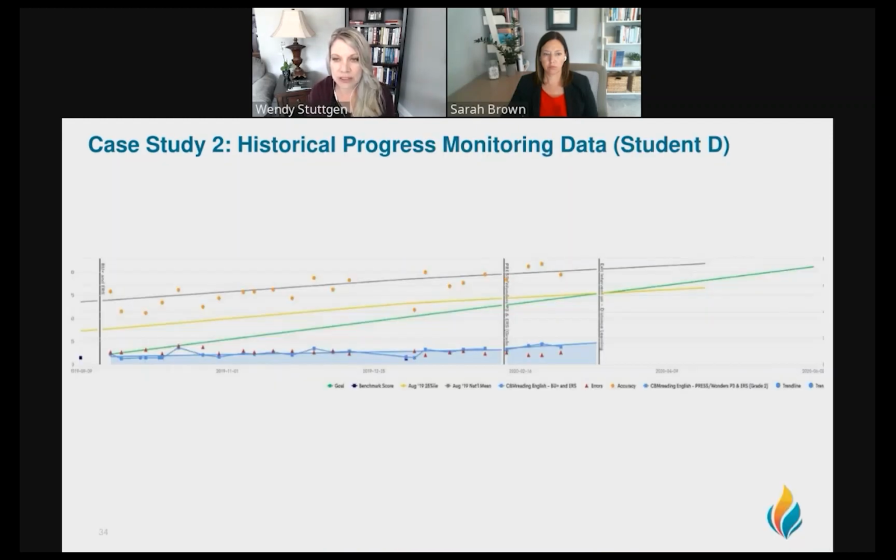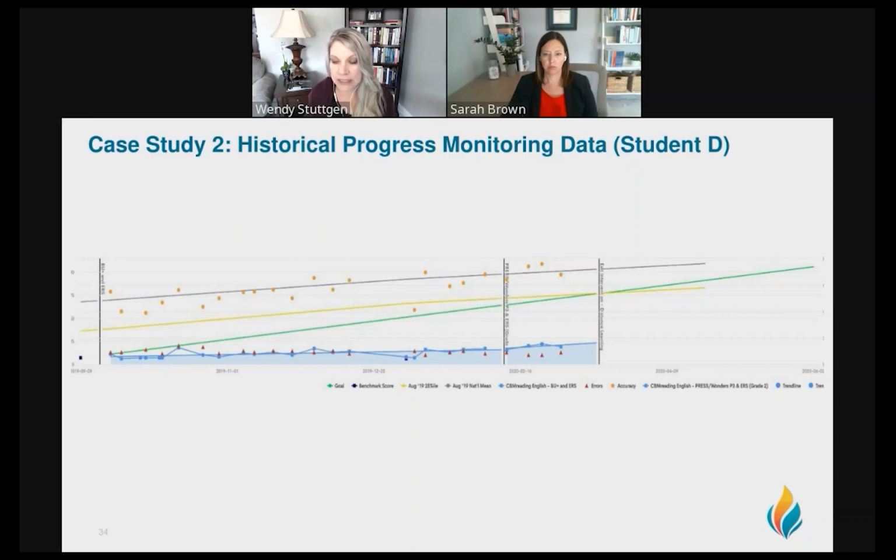So then the team looked at her historical intervention and progress monitoring data over the course of the years and noted that this student was receiving supplemental intervention since kindergarten. This was her progress monitoring graph in second grade prior to the pandemic. What do you notice? The student had been basically flatlined from October to December in her grade level ORF.